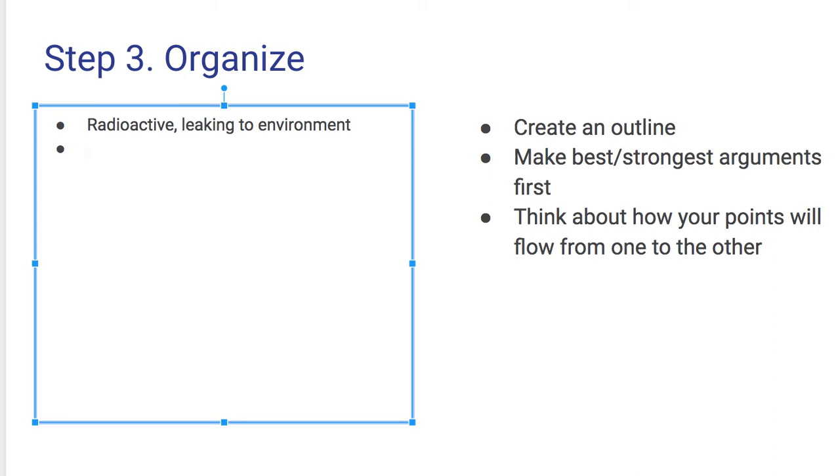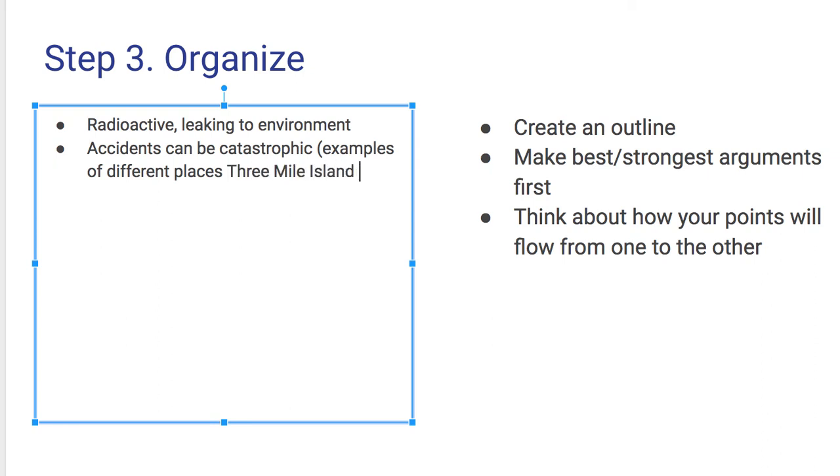All right, the next thing is the accidents that have happened can be catastrophic. Let's say catastrophic. And we can do examples of different places. Maybe I can list Three Mile Island, and I'll just put Japan at the moment.